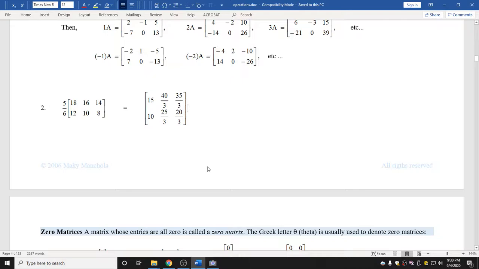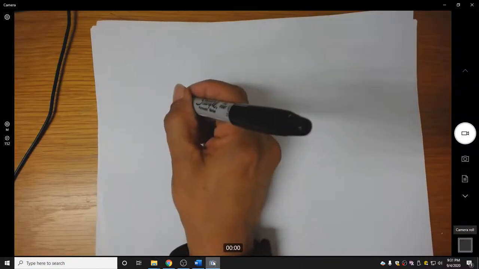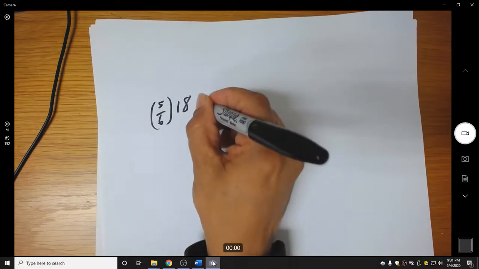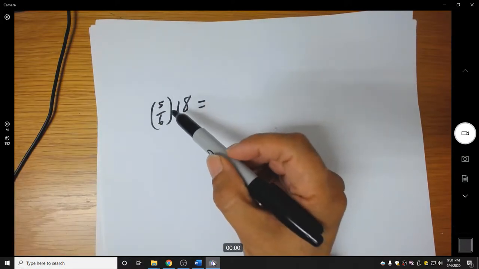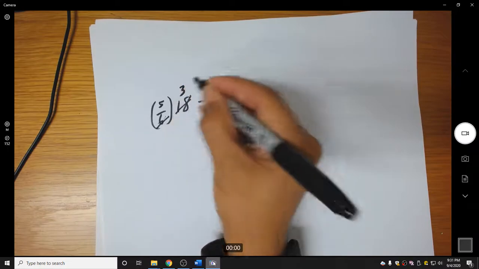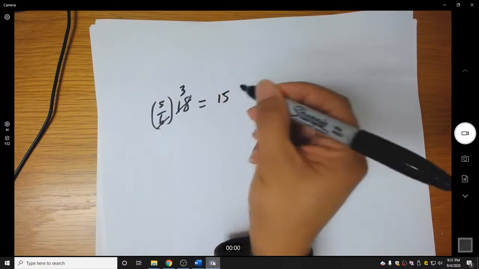5/6 times the matrix with 18, 16, 14 in the first row, 12, 10, 8 in the second row. To obtain the scalar product, you have to multiply each of these entries, 18, 16, 14, 12, 10, 8, by 5 over 6. So let's do 18 times 5 over 6 to confirm that the answer is what's shown in the notes. Notice that 6 cancels with 18.